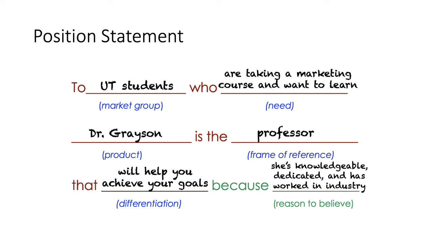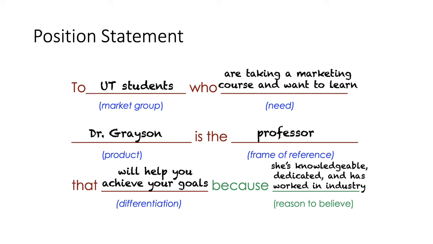So how am I different from maybe other professors? Not necessarily at my university, but in general, my mission as a professor, I left a very lucrative career with a Fortune 50 company to give back to students. And why? Because I want you to achieve your goal. Because I'm knowledgeable, dedicated, and I worked in the industry for 25 years, from startups, being an entrepreneur, to Fortune 50 companies. So this is my position statement.